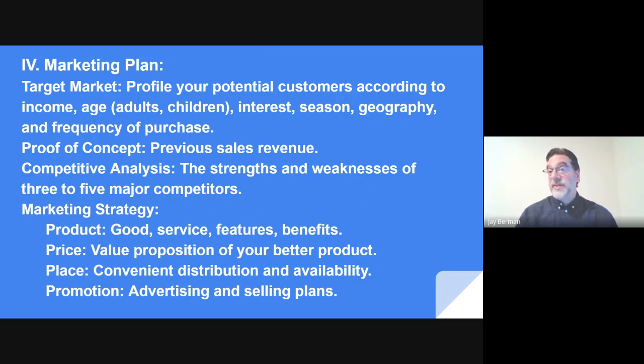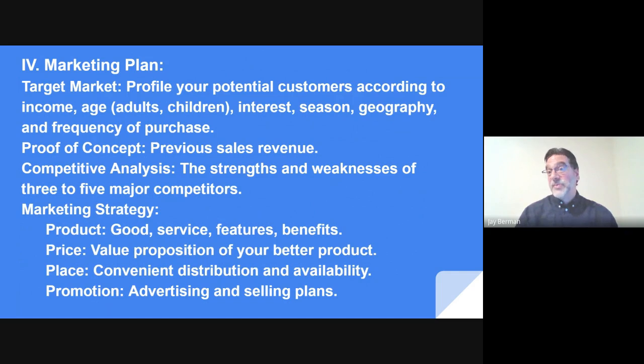Perhaps you have a proof of concept, which in marketing terms means that you've had previous sales revenue. In other words, you did launch a business, maybe part-time, and you are making some sales, which is very good. So it shows investors that there is perhaps a market out there for your goods or services.